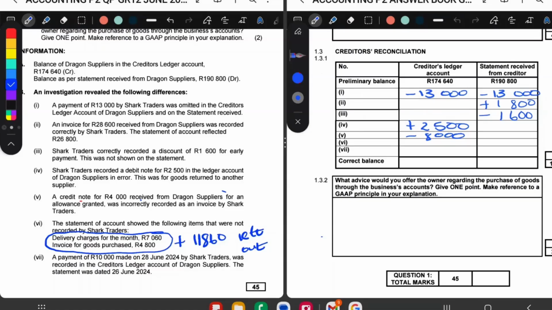And who made the mistake? It was not recorded by Shark Traders. So we made the mistake. This was left out, so it's a plus 11,860. So I'm adding those two amounts.